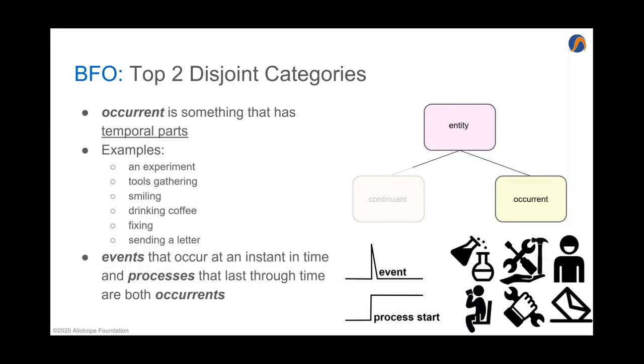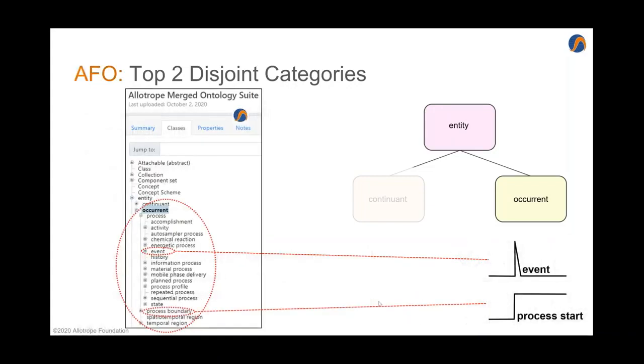If we look now at the occurrent, as opposed to the continuant, it's something that has temporal parts: an experiment, using tools, smiling, drinking coffee, fixing, sending a letter. Events that occur at an instant of time and processes that last through time are both occurrents. So both event and process start, and we'll see it in the ontology. Here we see the AFO, and we have entity, occurrent, which now has a subtype of event and process boundary that are part of the terms, such as process start.